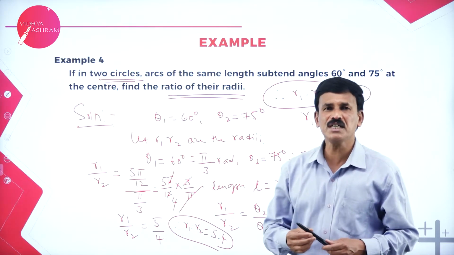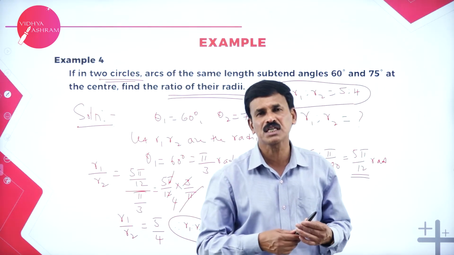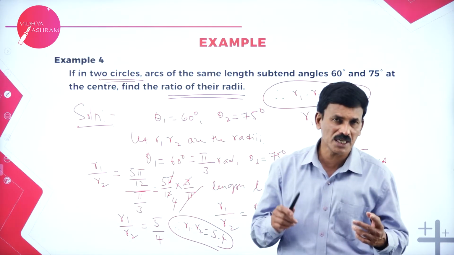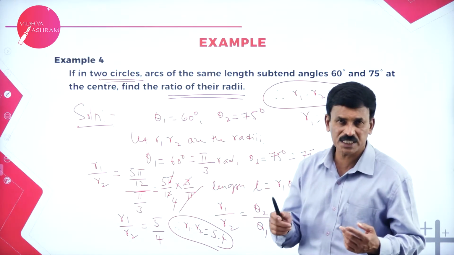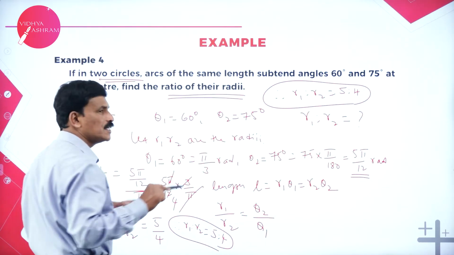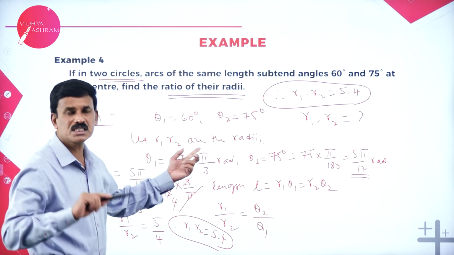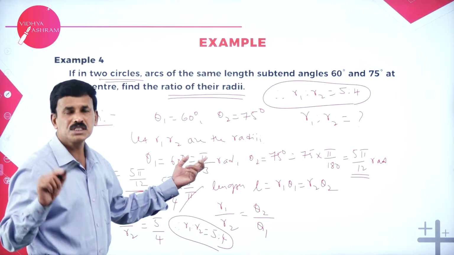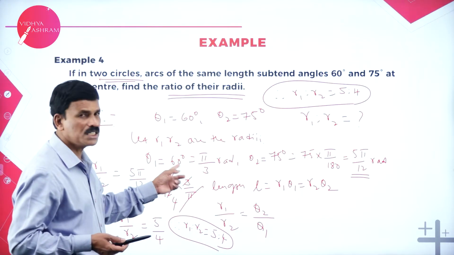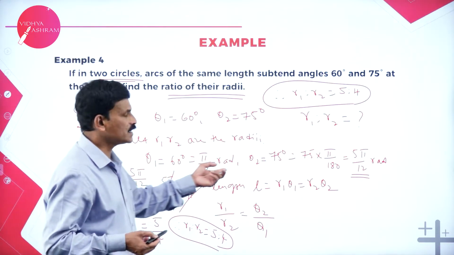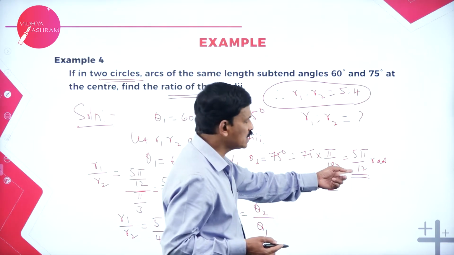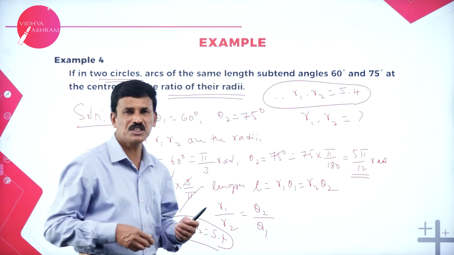Suppose R1 and R2 are the radii of the first and second circles, and theta 1 and theta 2 are the angles at the center for the first and second circle. What is given? Theta 1 is equal to 60 degrees, theta 2 is equal to 75 degrees. Convert 60 and 75 degrees into radians. 60 degrees is pi by 3 radians, and 75 degrees is 75 into pi by 180, that is equal to 5 pi by 12.